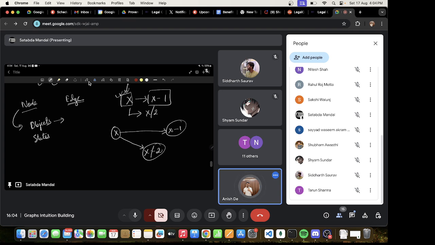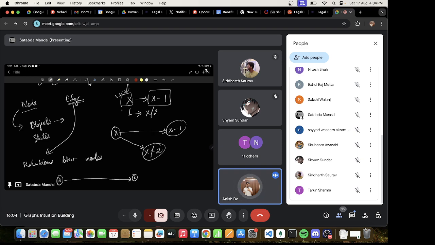Now what will be the edges? Edges are basically relations between nodes. Let's say there are two nodes, and you see that there is a direct relation between node A and B, you can simply connect it.